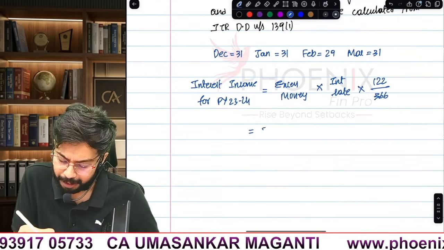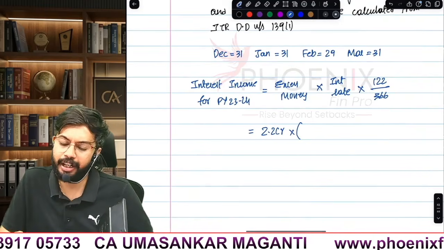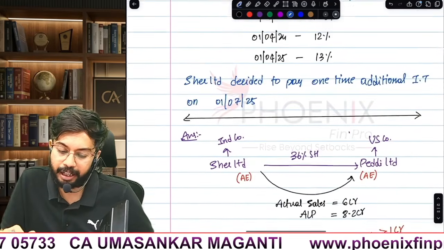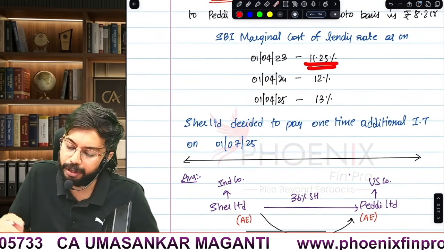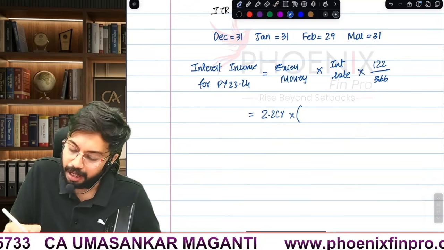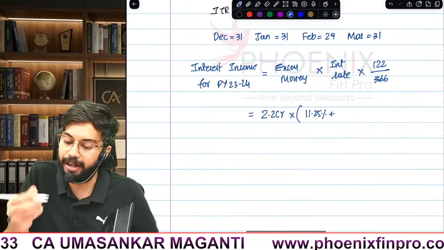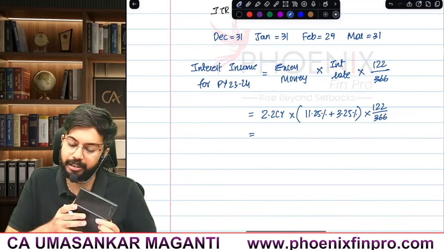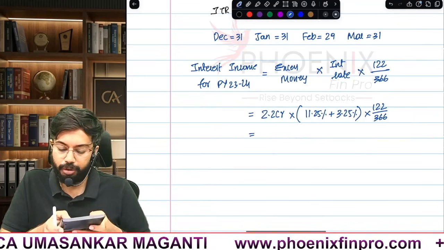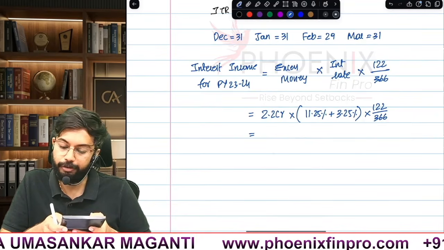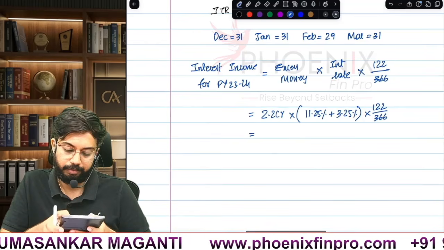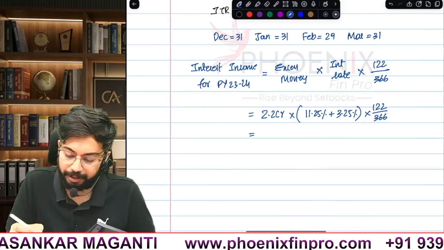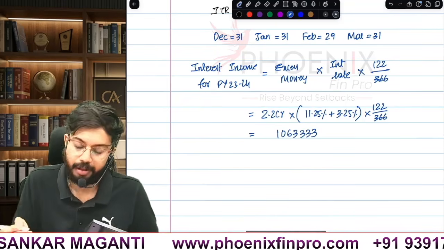Okay. How much is excess money? 2.2 crores. What is the interest rate? For 23-24, what is 1st April? 1st April is 1st April 23. On 1st April 23, how much is SBI marginal cost of lending rate? 11.25%. So you have to take 11.25%. Additionally, you need to add spread. How much is spread? 3.25% into 122 by 366. How much is interest income? 222 lakhs into 11.25 plus 3.25, 14.5. How much? 10 lakh 63,333. That is the interest income.